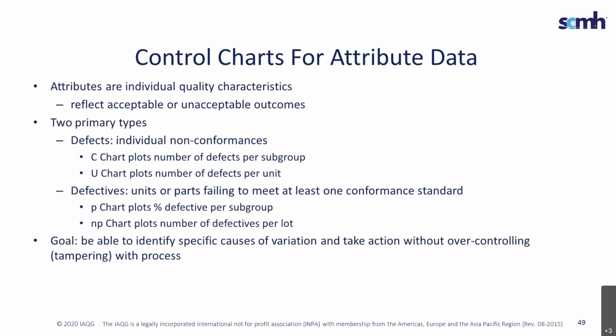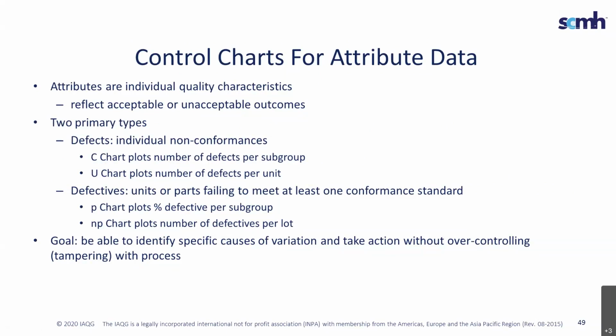Again, for attribute data, as I mentioned in the selection process, typically if you have defects, you use C charts and U charts. And if you have defectives, which is a proportion of the defective parts that you have, it's going to be a P chart if you can do it as a percentage. If not, if you have a constant sample size, you can use an NP chart.